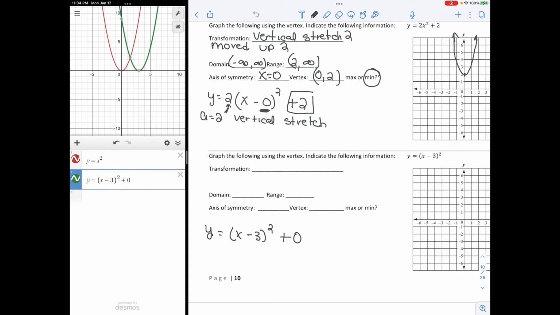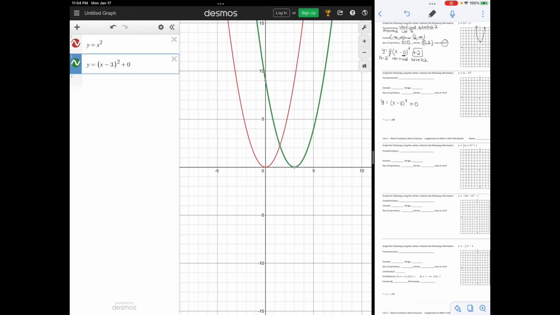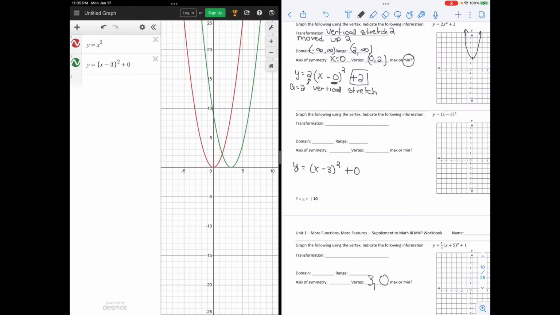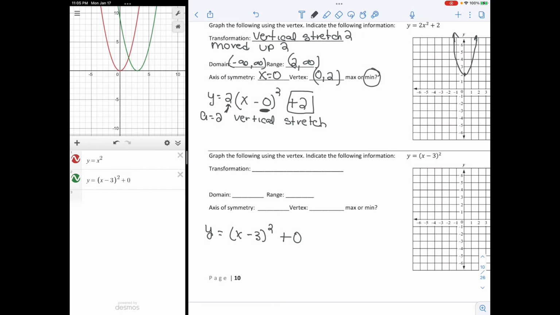So let's find the vertex. What is my vertex here? My vertex is (3, 0). Okay? How did it transform? Did it move it up, down, left, or right? So if we look at our vertices, we can kind of see how it moved. So how did it move? It moved right 3. So my transformation, it moved right 3 units.